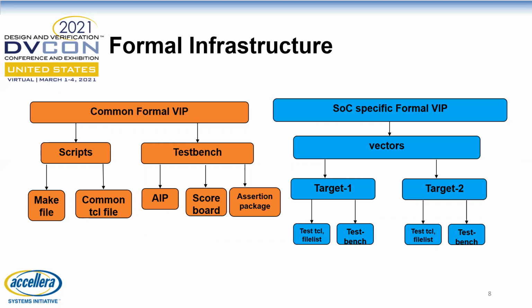So common VIP contains all the reusable components like makefile, tickle scripts for tool invocation, assertion package, scoreboards, assertion IPs, etc. Whereas SoC specific formal VIP contains setup specific assertions, tickle file for defining the clock, reset, black boxing of modules, etc. So this is just one way of handling it, where we are making use of both the common and reusable part in a single entity called common formal VIP, and maintaining all the SoC specific stuff in a separate VIP.